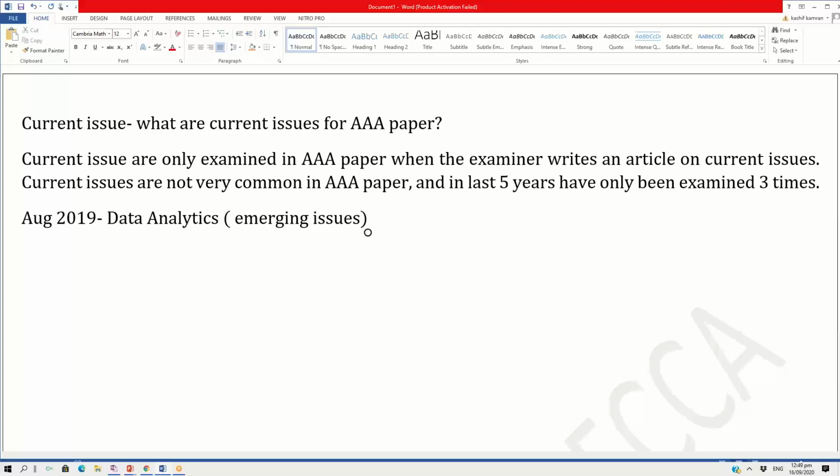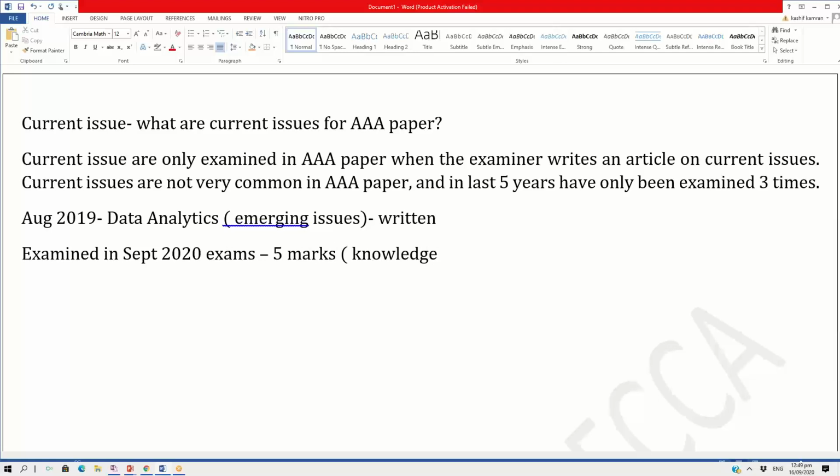And all of a sudden, this data analytics article, which was written by the examiner in August 2019, was examined in September 2020 exams for just 5 marks for knowledge. We know knowledge, current issue is a knowledge area.